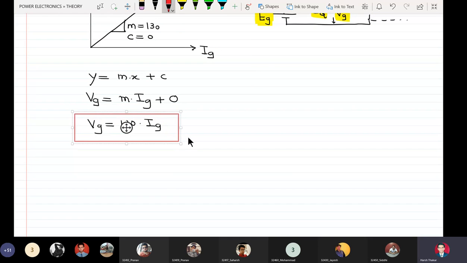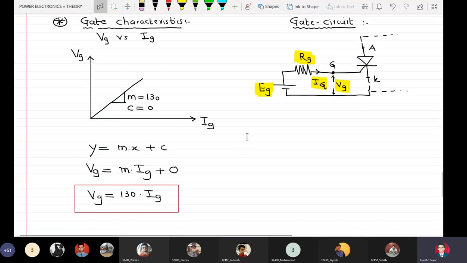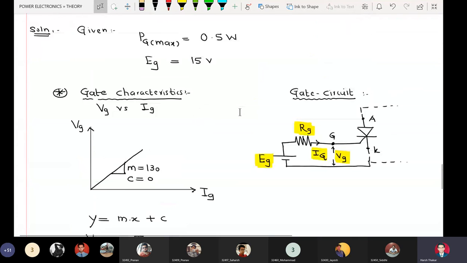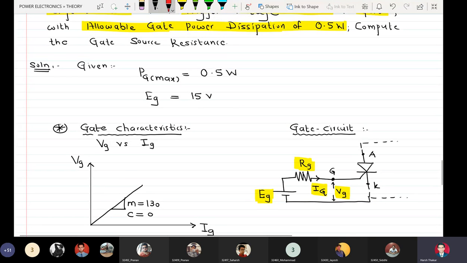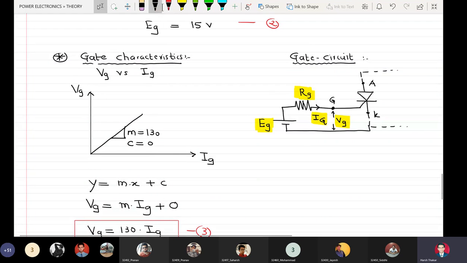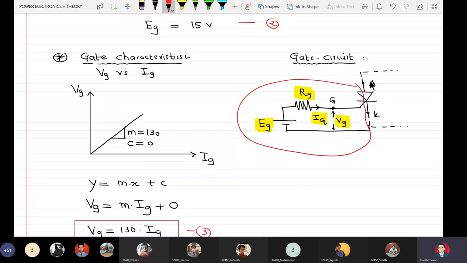So understand this. My straight line slope is 130. On the y-axis I have the gate voltage Vg, and on the x-axis I have my gate current Ig. So I get the equation Vg equal to 130 Ig. Let us say that this is my relationship 1, this is my relationship 2, and this is my relationship 3.